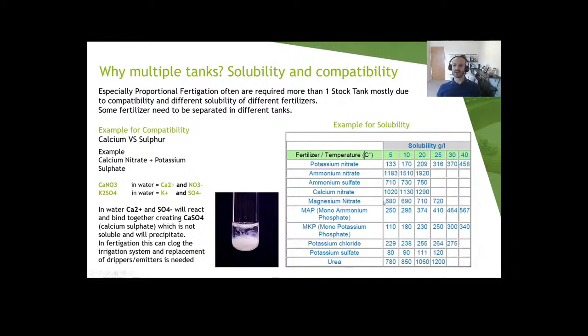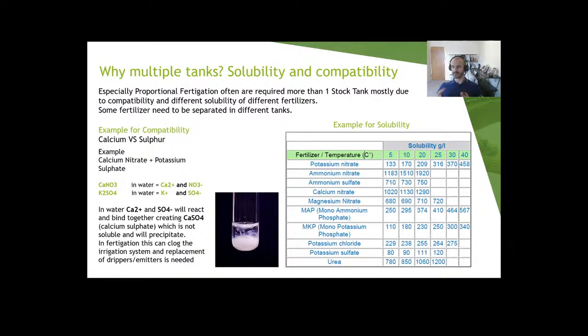So we have to be careful. This is about compatibility, but there is also a problem of solubility. As you can see, calcium nitrate, for example, has a very good solubility. You can dissolve 1.29 kilograms in 1 liter of water, so it's very good. But potassium nitrate, for example, has about a sixth of the solubility of calcium nitrate, and you can dissolve only 200 grams per liter. So if you're mixing all these compounds together in the same tank, apart from compatibility, you can also have some problems in solubility.